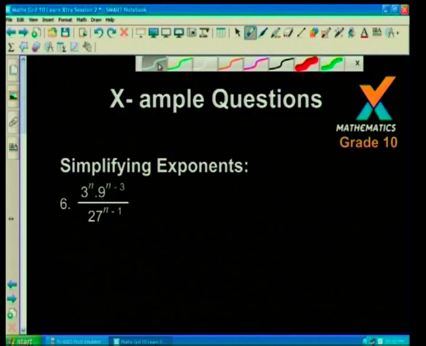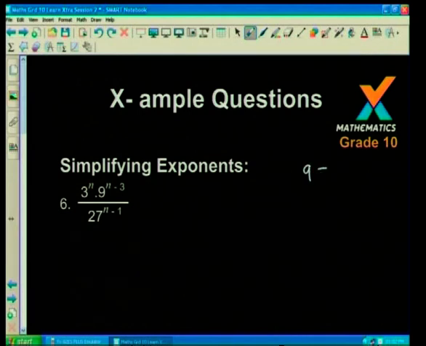Okay, in this question, we've got the number 3, the number 9, and the number 27. Now, none of these bases are the same. So the first thing we're going to do is change to products of their prime factors. Remember that 9 is the same as 3 squared, and you should know that off by heart, but if you don't, use your calculator or recalculate it using the ladder method. 27 you should also know off by heart as 3 cubed.